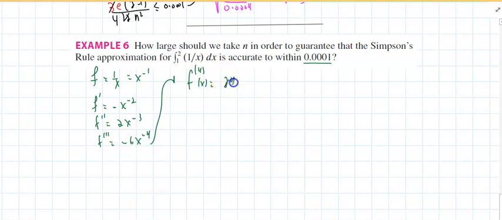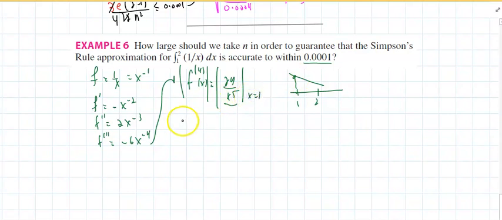That would be 24 over x to the 5th. If I want to find the maximum this could ever be, again, no need to take another derivative because this function is decreasing if x is bigger than 1. Between 1 and 2, the largest it could ever be is at x equal 1. So that's the maximum of the 4th derivative, which is k. And that turns out to be 24 over 1 to the 5th, which is 24.